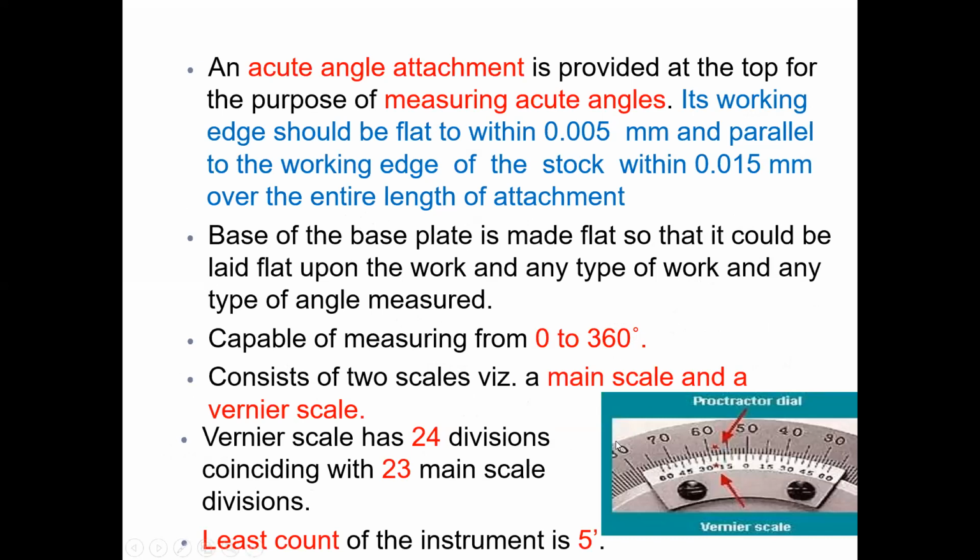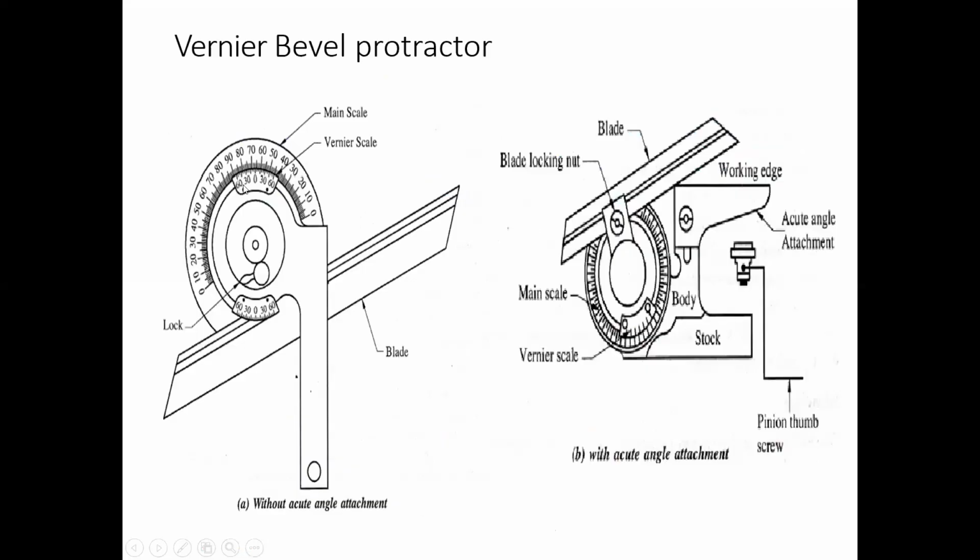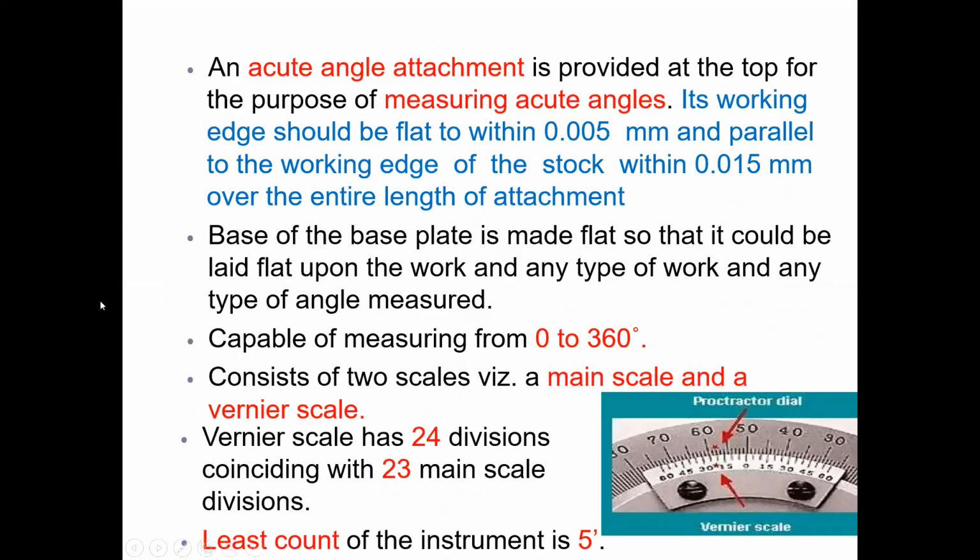If you observe the vernier scale, the total number of divisions on the vernier scale is 12. One division on the main scale represents 1 degree. That means the least division value on the main scale, 1 degree, is divided into 12 parts in the vernier. 1 degree means 60 minutes. If you divide it by 12, we get each division on the vernier as 5 minutes. So the least count of the instrument is 5 minutes.